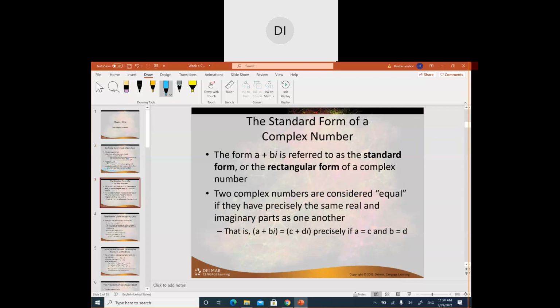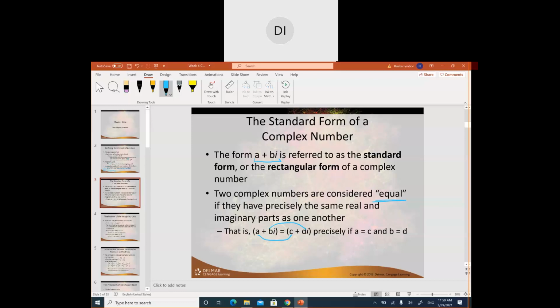So now we're going to do some operations with complex numbers. The standard form looks like a plus bi. This is the standard form, also called the rectangular form of complex numbers. The first operation is when two numbers are equal. They are equal when they have the same real component, so a equals c, and when they have the same imaginary component. Okay, so that's when complex numbers are equal. You compare the real component, and you compare the imaginary component, or the number with no i and the number with i.